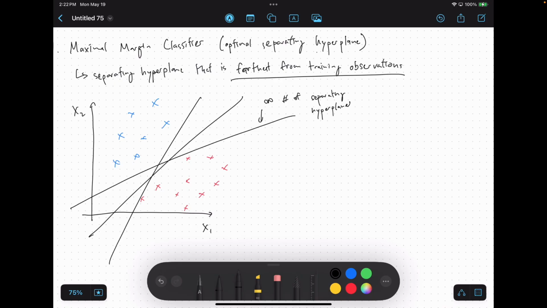So we need something to help us figure out one single hyperplane that we can land on. And the way that they do this is via this thing right at the end, farthest from training observations. And so what I'm going to do here is take my same thing here. Let me add my points back in.